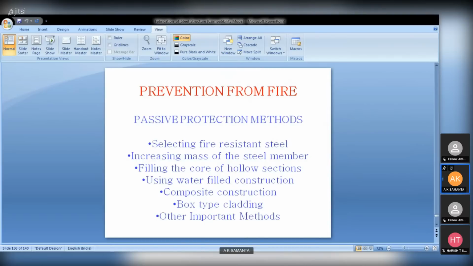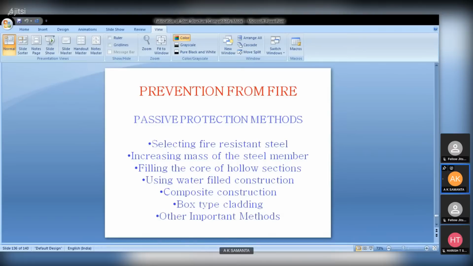Passive fire protection means the first step is we have to select fire resistant steel. As I have told you already yesterday, 15103 is the steel grade that is fire resistant, where the steel will be more fire resilient. As steel loses its strength after 500 degrees centigrade, it will take more time to reach that stage. So the steel's rise in temperature will take more time. So the first process is to select fire resistant steel, but that steel will be costlier.